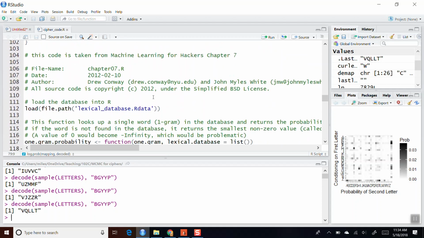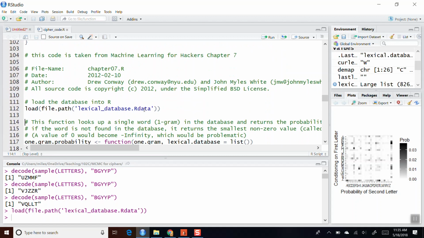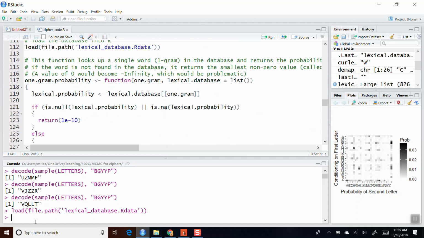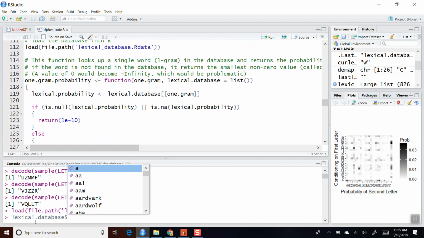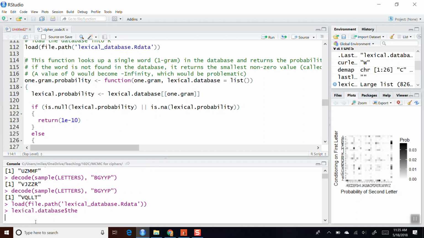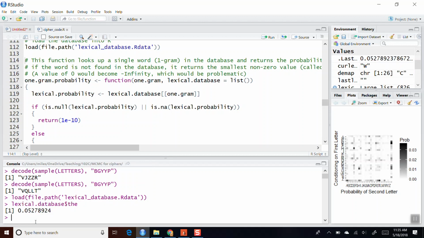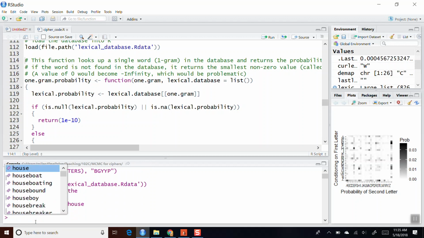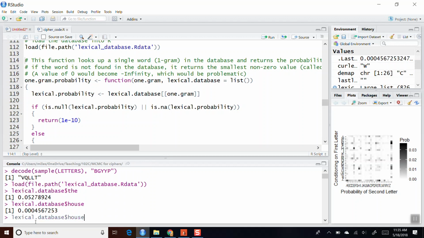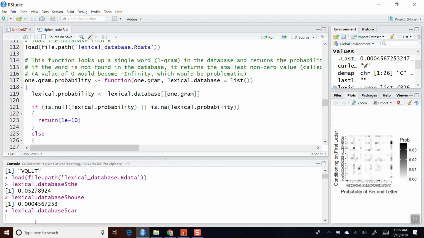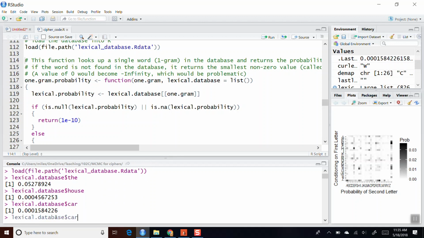This is the code taken from Machine Learning for Hackers, where we're using the lexical database. And I'm honestly not sure where the lexical database is coming from, and it might not be super accurate. But basically, each word in the lexical database has some kind of score associated with it. So this will have the highest probability, and it says a little over 5% of words in English are the word the. The word house appears about 0.004, okay, versus maybe the word car happens a little bit less often than house.